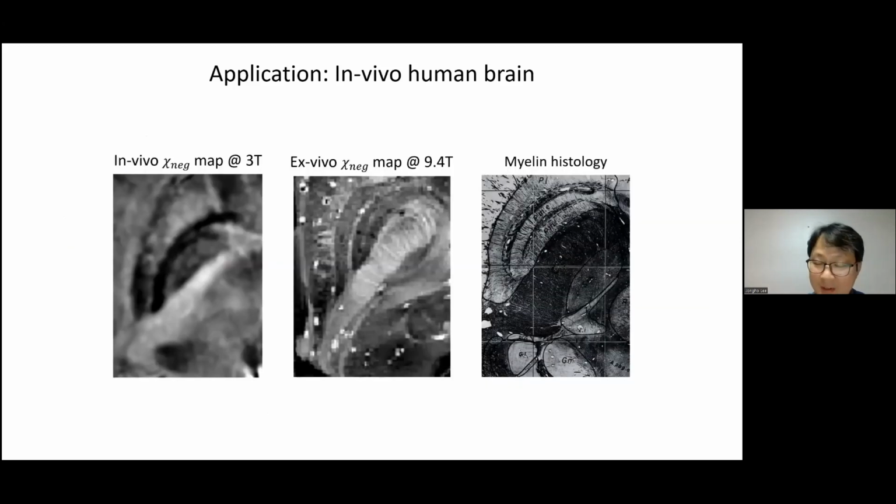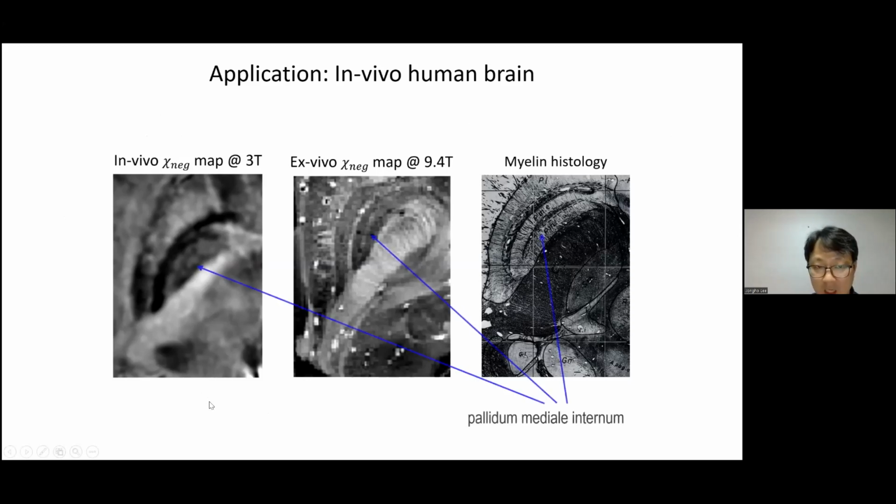And here's one of the results that I really like. Here's the myelin histology result. And that's the ex vivo chi-negative map at high field strength, acquired with 10 hours of scan. And this is really the 3T result that we can acquire in 20 minutes of scan time. And that's the in vivo result.